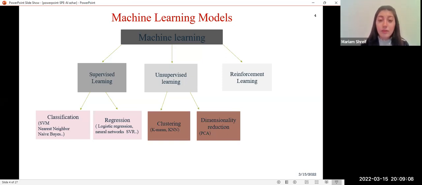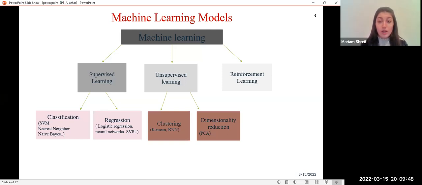Second, we have unsupervised learning, where we are trying to find hidden trends in unlabeled data. And we have clustering and dimensionality reduction. In clustering, we are grouping data points together that have similar properties or features. And for dimensionality reduction, we are reducing the dimensionality of the data set. This is very important when we are dealing with high dimensional data.